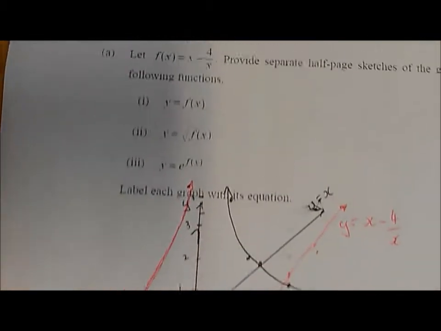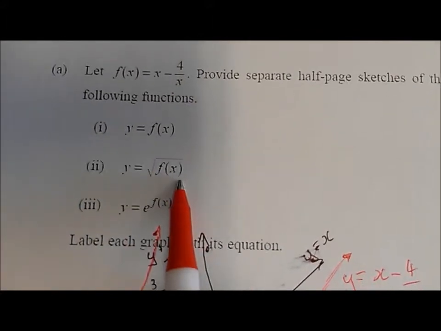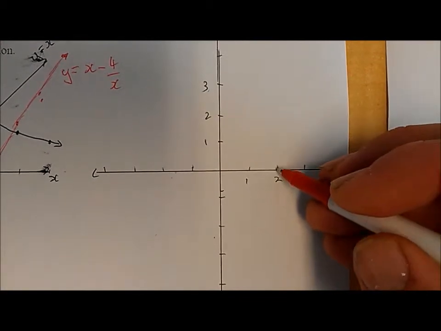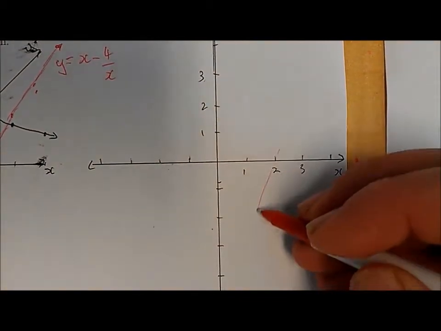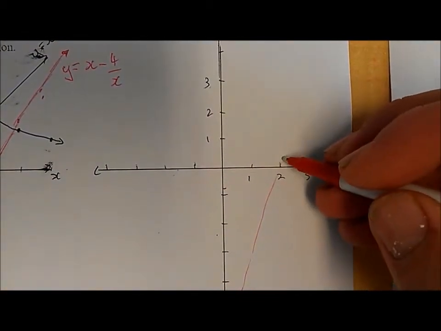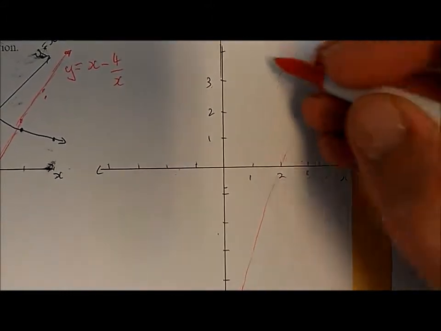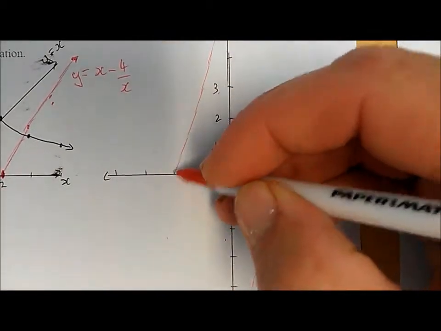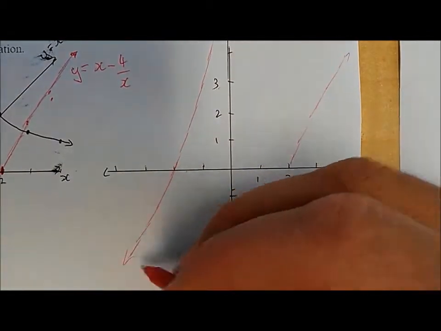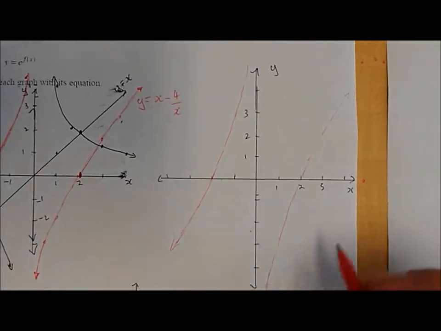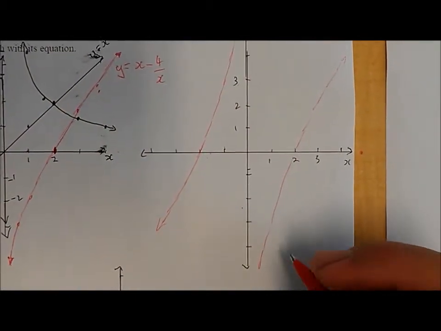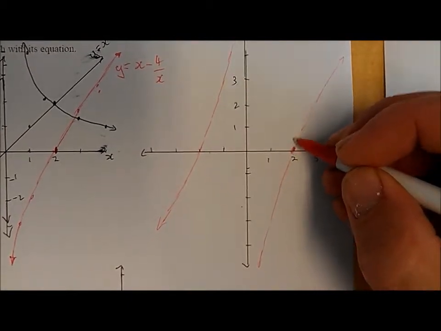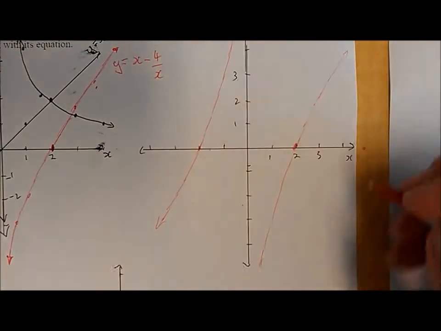Okay, next one. It asks me to draw y equals the square root of f(x). So what I'll do over here is I'll just transfer that curve over to here. So I've got this coming down like this, and I've got it going off like that. And similarly here, I've got it coming down something like this. Now I'm asked to draw the square root of this function. The square root of this function is only defined where the function is positive. So it's only going to be defined from here up and from here up.